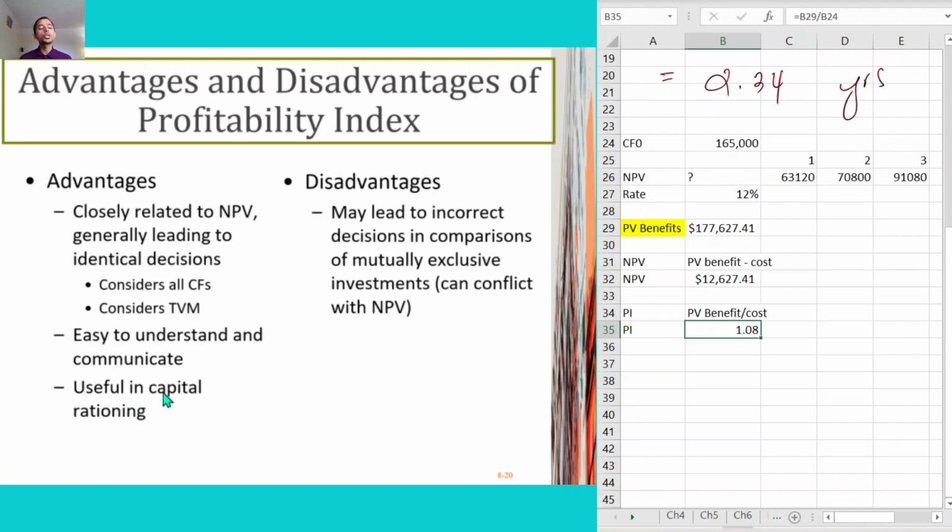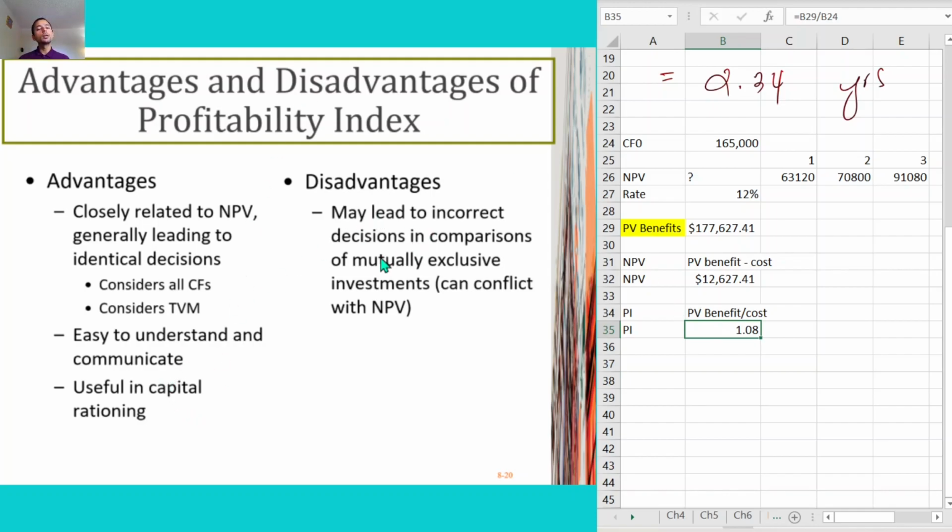Useful in capital rationing. Capital rationing means you have a limited amount of capital, a limited amount of money that you can invest in projects, so it becomes useful. If you have a limited amount of money to invest in a few projects, then this can be useful. So basically, consider only the projects that have a PI higher than 1, otherwise completely reject, right?